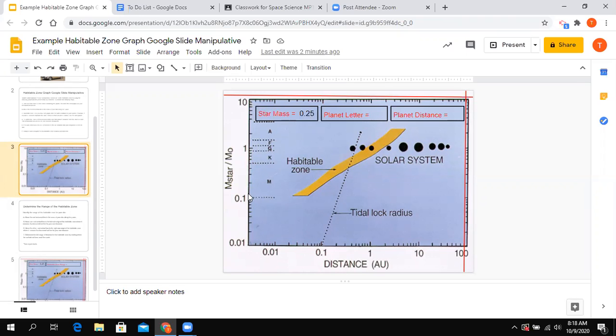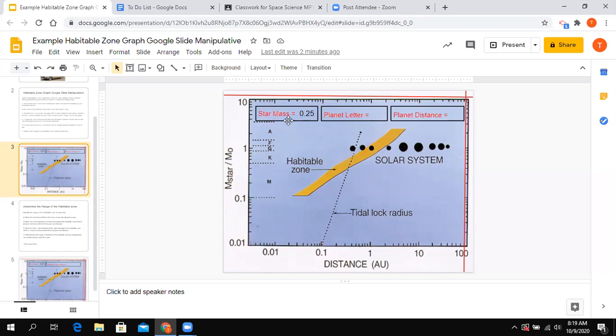And then this section is every 1/10 mass. So this is 0.1 mass of the sun, 0.2, 0.3, 0.4, 0.5, 0.6, 0.7, 0.8, 0.9, and 1. And this is every 1/100 of the mass of the sun. So this is 0.01, 0.02, 0.03, 0.04, 0.05, 0.06, 0.07, 0.08, 0.09, and 0.1. So the range of those masses changes along this graph.